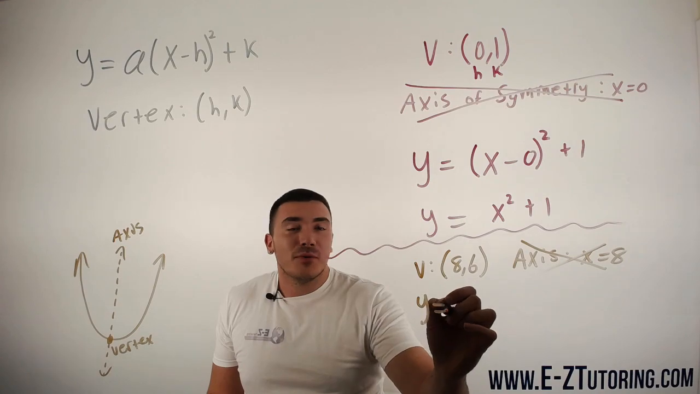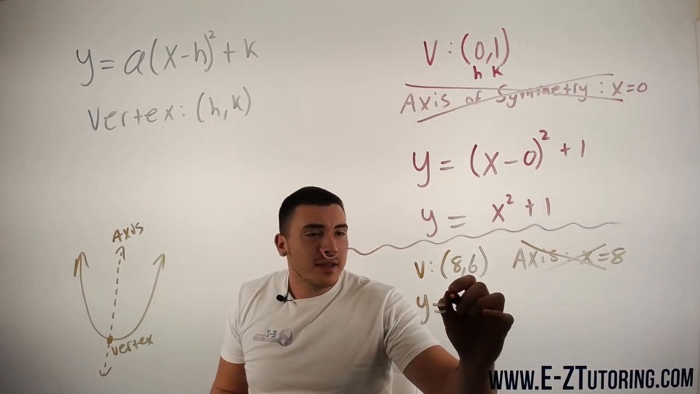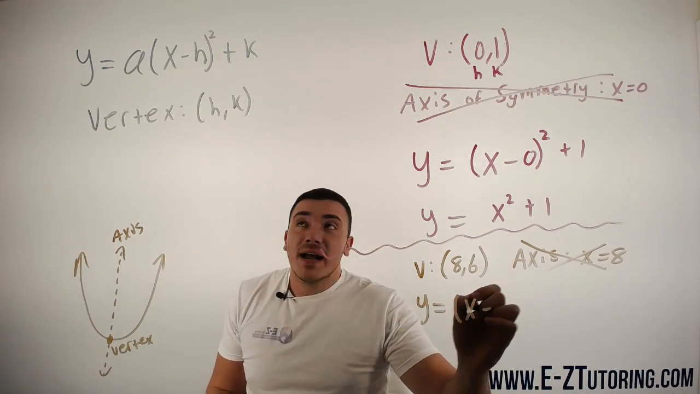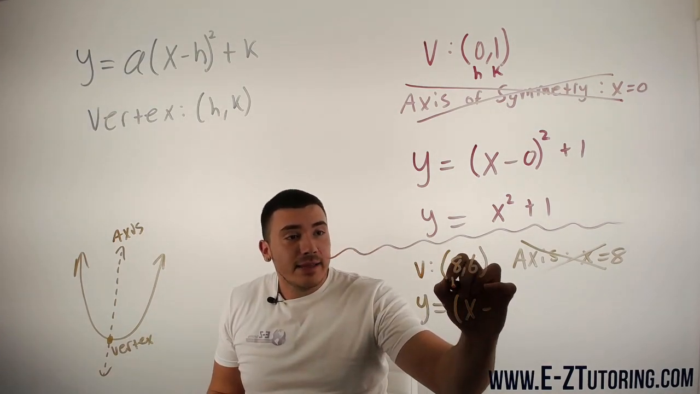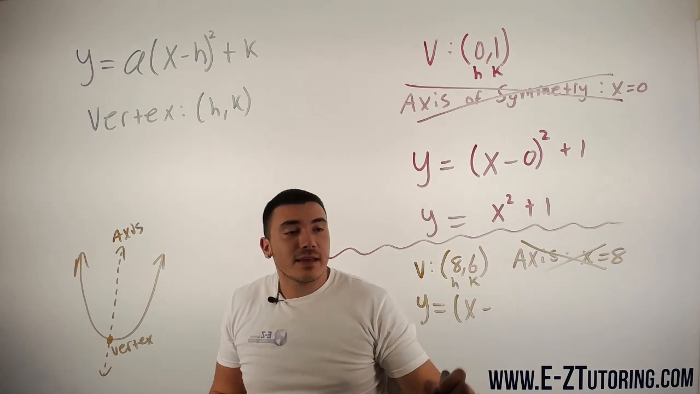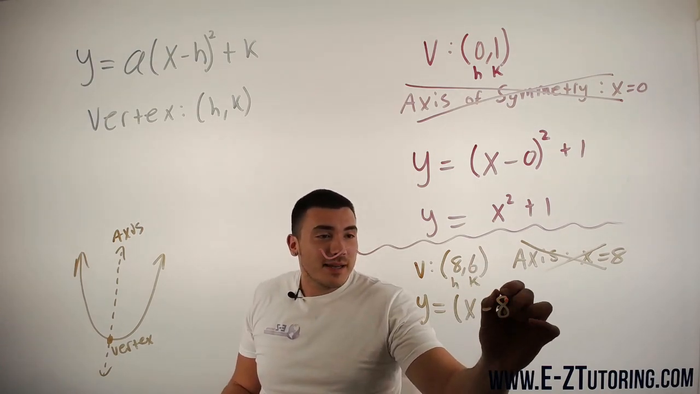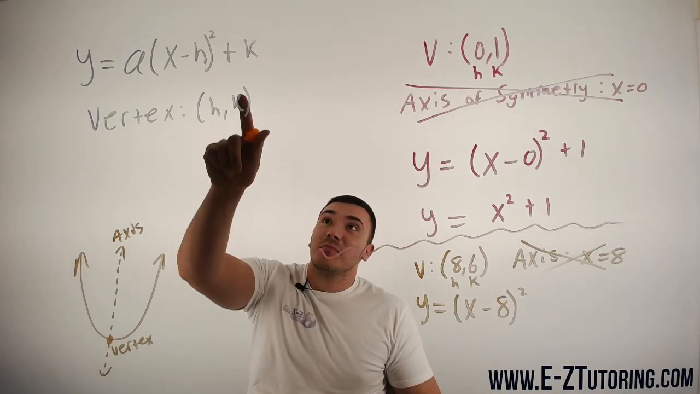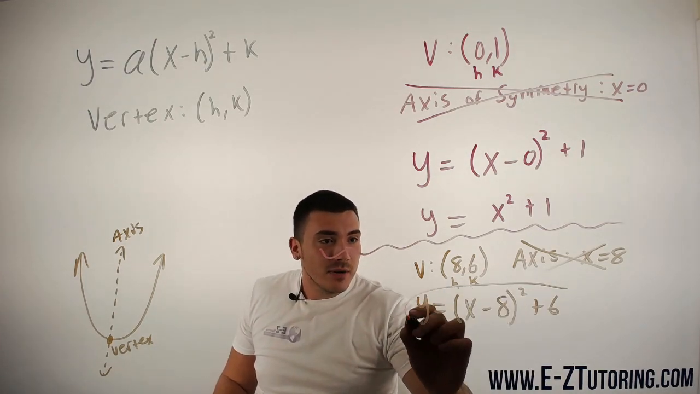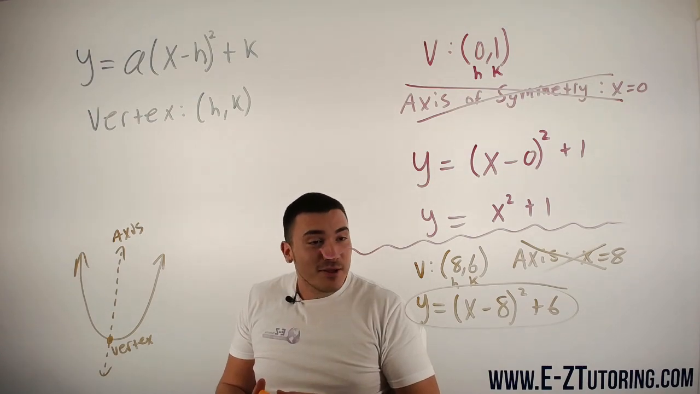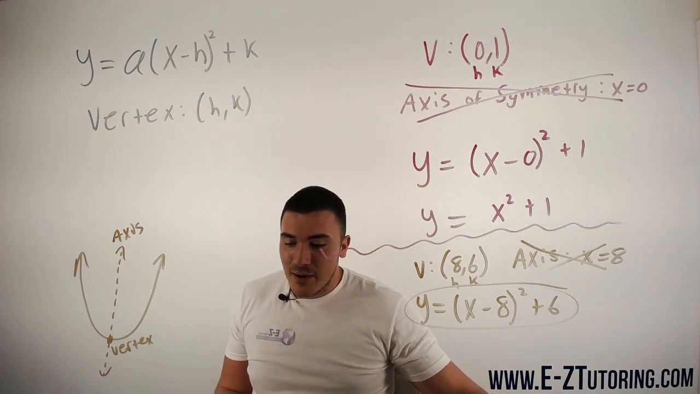y equals, we skip our a, we don't need that, (x minus h), and our h in this case is 8 and our k is 6, so we have (x minus 8) squared plus k, plus 6, and we're done. That is the equation of our parabola.